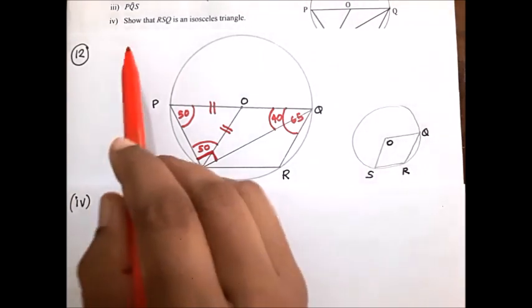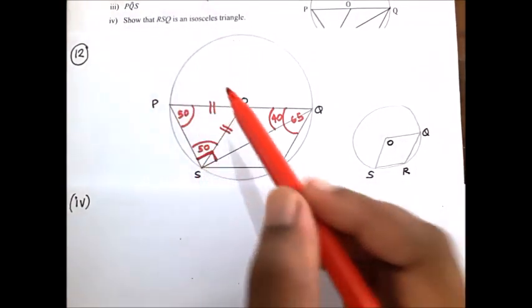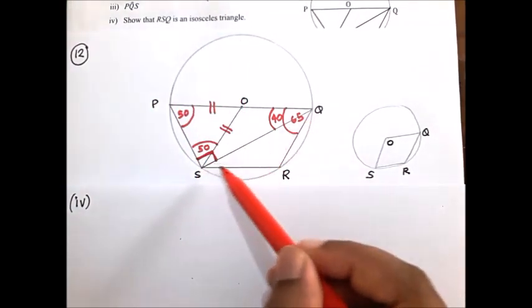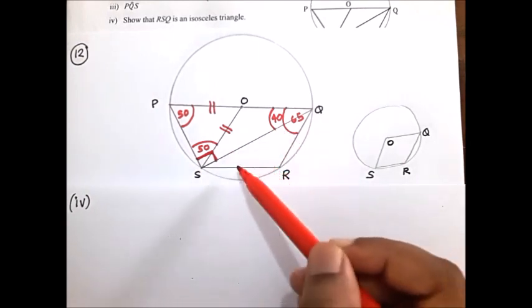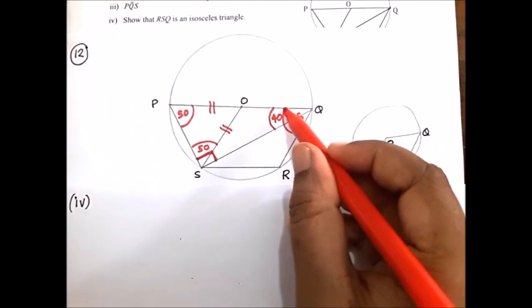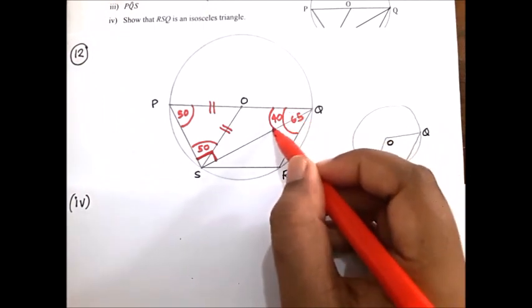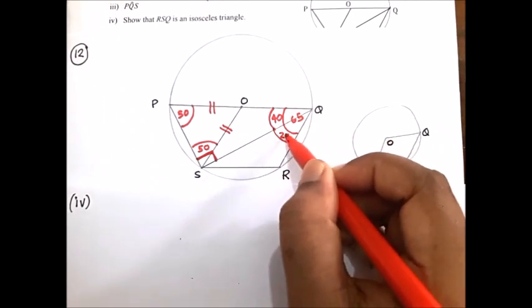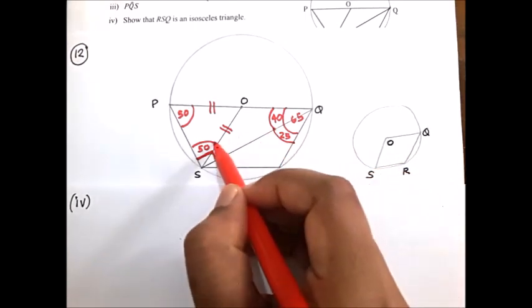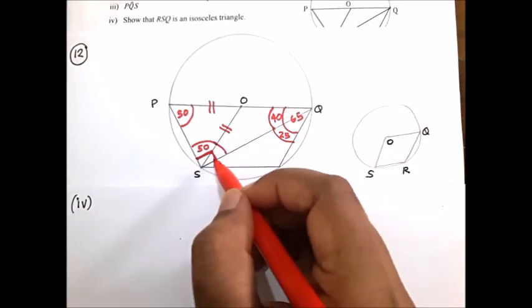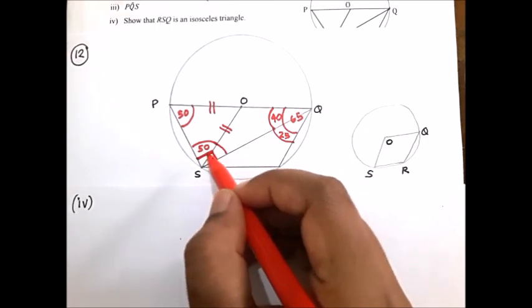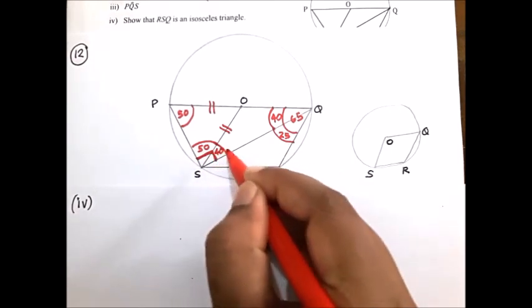Look at fourth one. Show that RSQ is an isosceles triangle. First, find the interior angle of RSQ. Here, total angle is 65. 65 minus 40, 25 degrees. Then here, this total angle is 90. 90 minus 50, this angle is 40 degrees.